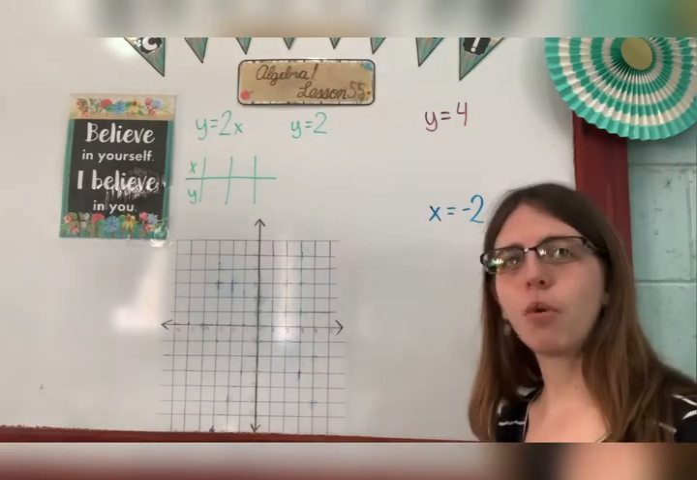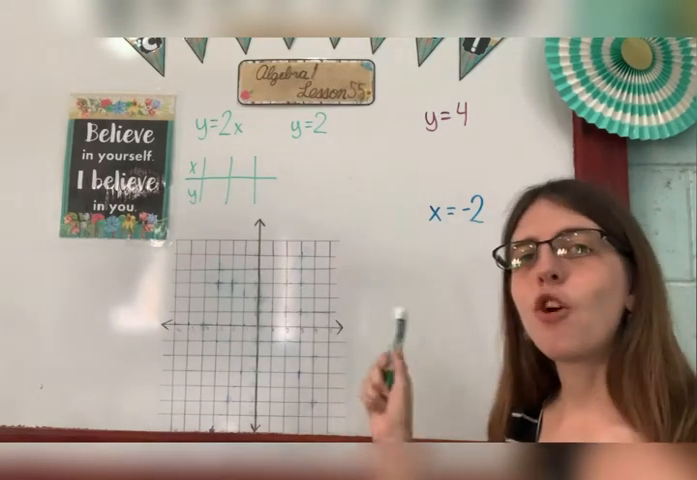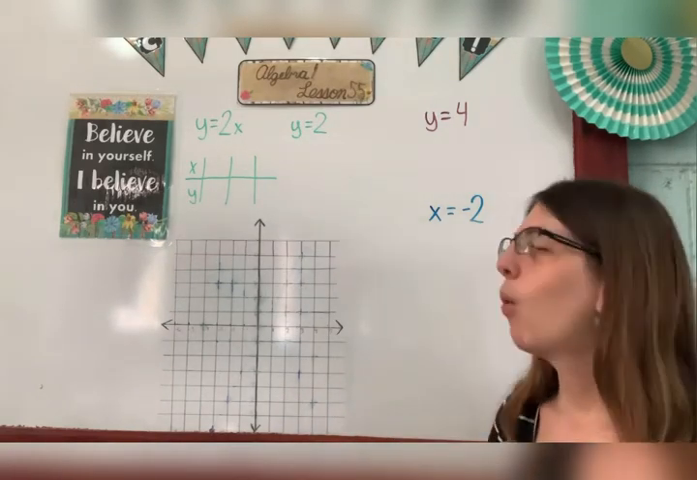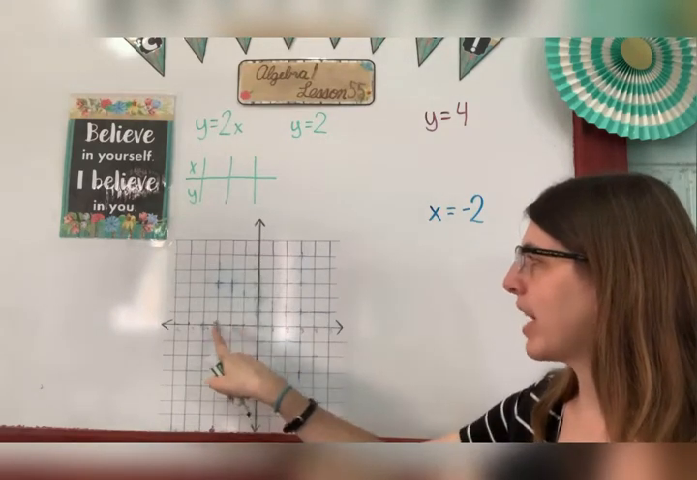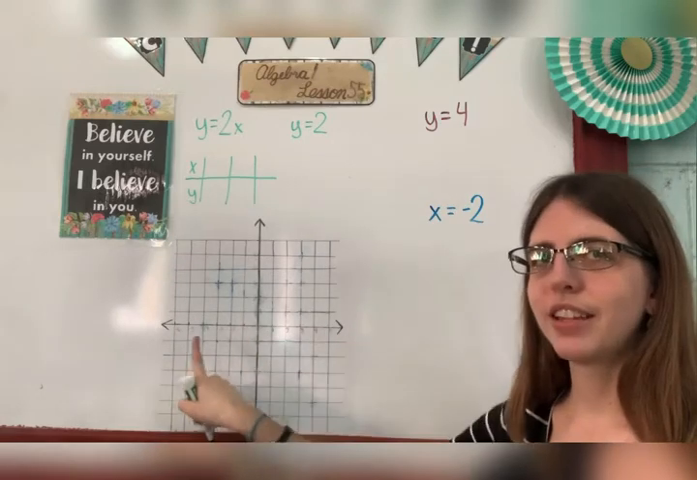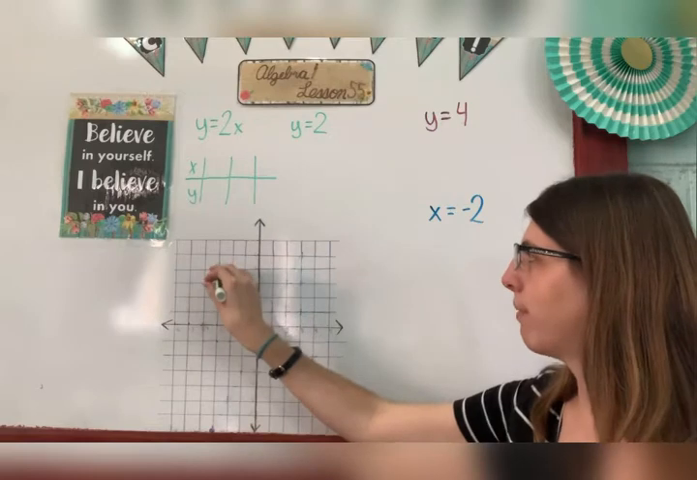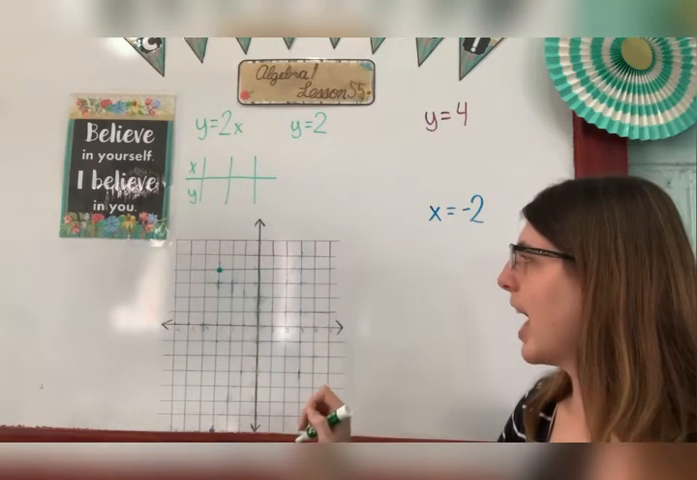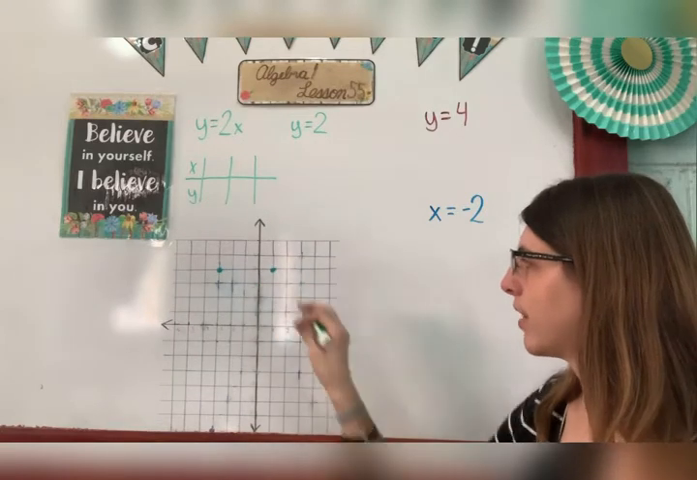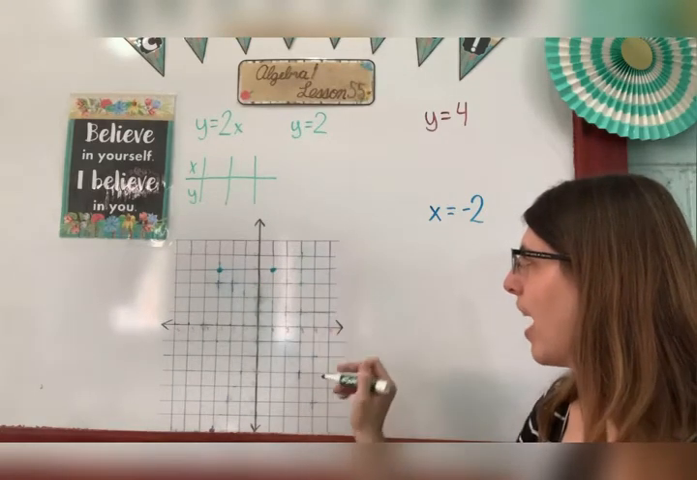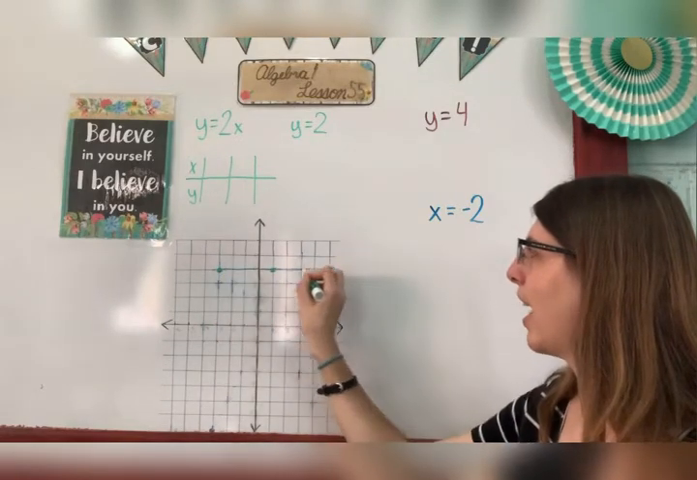Y equals 4. Well, if y equals 4, that means that no matter what x is, y is 4. So if x is negative 3, remember x is where we go across, so if x is negative 3, y is 4. If x is positive 1, y is 4. If x is positive 5, y is still 4. So it is a straight line.